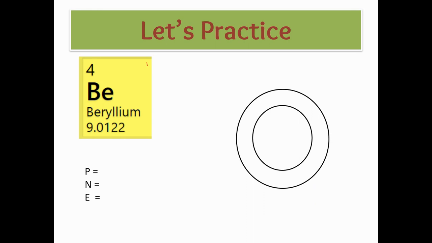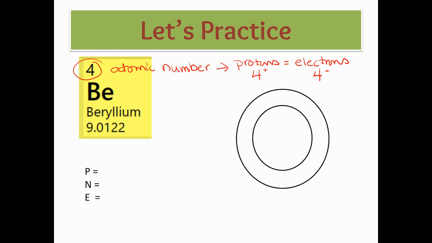So move on, let's practice. So we know that the 4 represents the atomic number. Okay, and by atomic number, we know that protons equal electrons, and we know we have 4 protons, so therefore we have to have 4 electrons. Look at this number here. This is number 9. Let's just leave it at 9 for now. We're going to call this the atomic mass. The atomic mass, as we know, is the protons plus the neutrons.